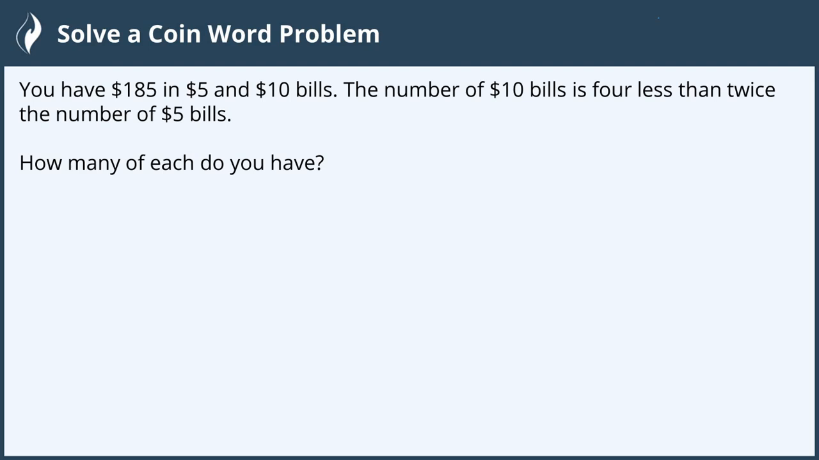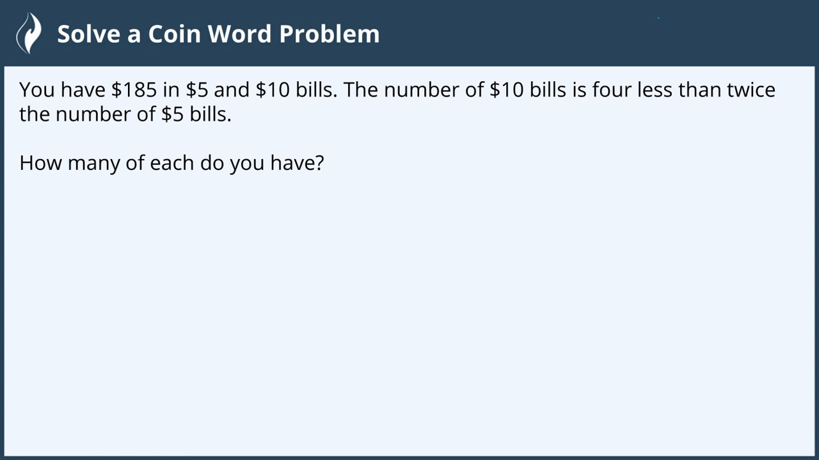Hi everyone. In this video, we will solve a coin word problem. Coin meaning currency with banknotes and coins. In this case, we have banknotes. You have $185 in $5 and $10 bills. The number of $10 bills is 4 less than twice the number of $5 bills. How many of each do you have?